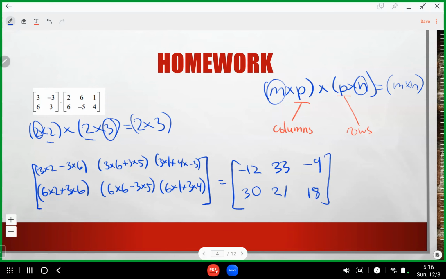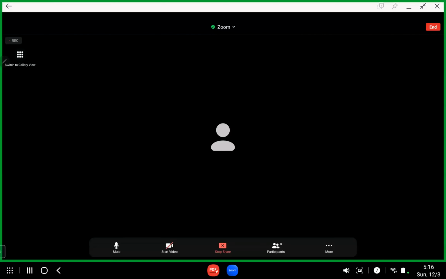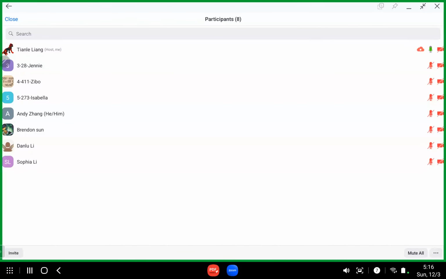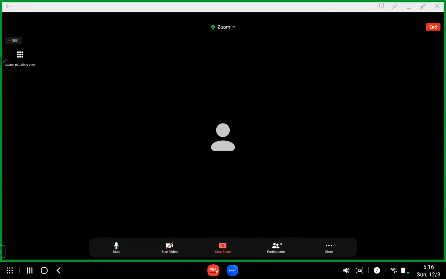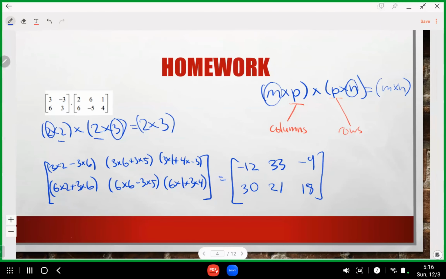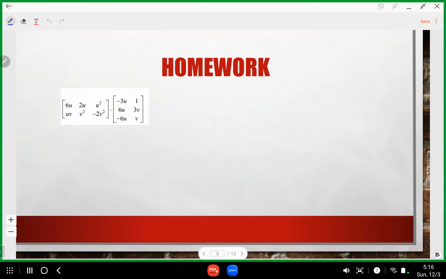All right, does everybody understand this? So if there are no questions, then I'm just going to continue on with our next homework problem, which is this. All right.